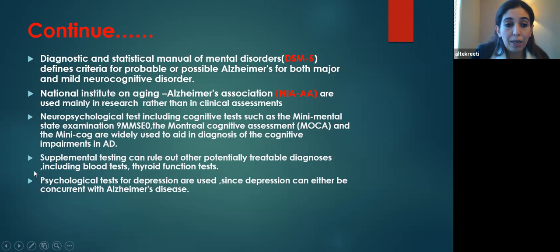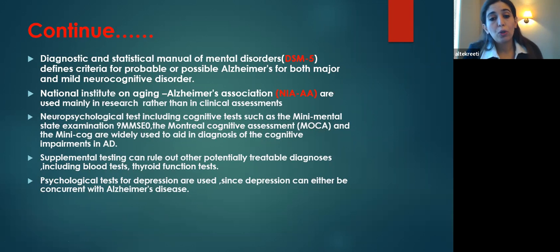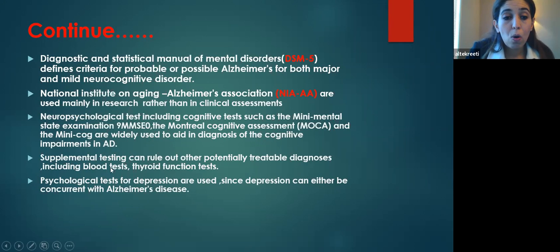And we need to use other tests, like supplementary tests, including blood tests and the thyroid function test, to exclude any thyroid problem or any type of anemia. If the patient has B12 deficiency, it may lead to symptoms similar to those of a patient with Alzheimer's. And then we need to ask the patient if they have any depressive symptoms, any depressed mood, because depression leads to what is called pseudodementia, and with antidepressant treatment, the patient will improve gradually.